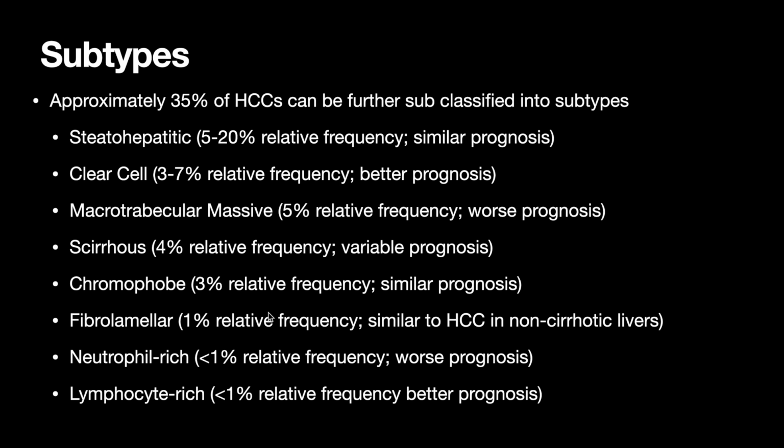Chromophobe, looks like your chromophobe carcinoma in the kidney, and it's 3% relative frequency and it has similar prognosis. Fibrolamellar, it has 1% relative frequency. It's in a non-cirrhotic liver in a relatively younger patient. It's similar to HCC that develops in a non-cirrhotic liver. Neutrophil rich, it's less than 1% relative frequency and has worse prognosis. And lymphocyte rich, it's less than 1% relative frequency with better prognosis.